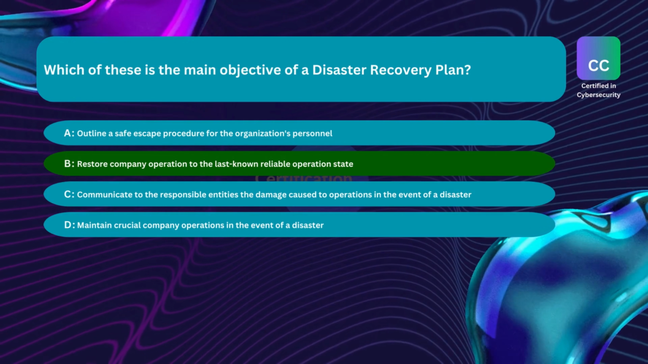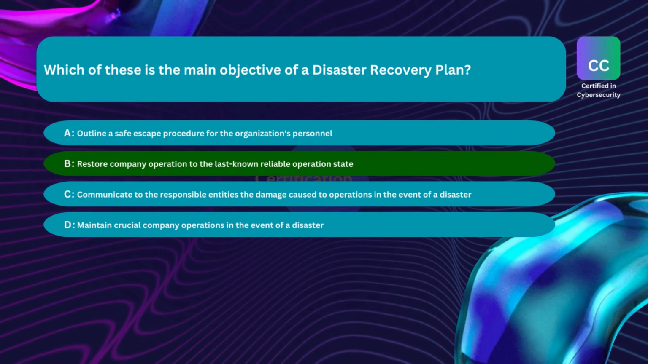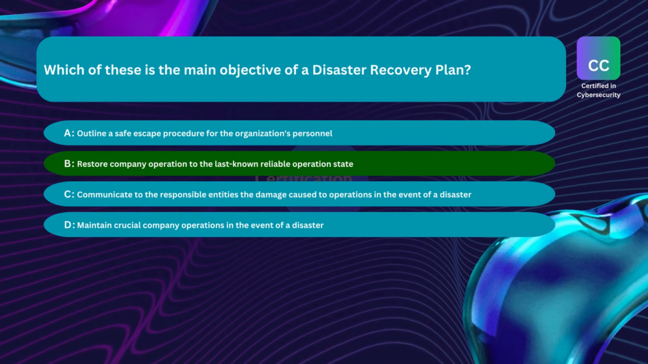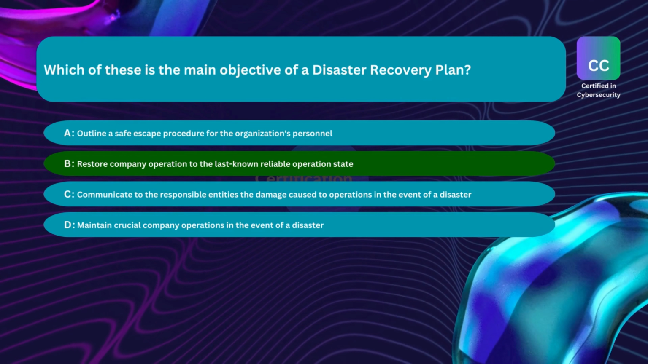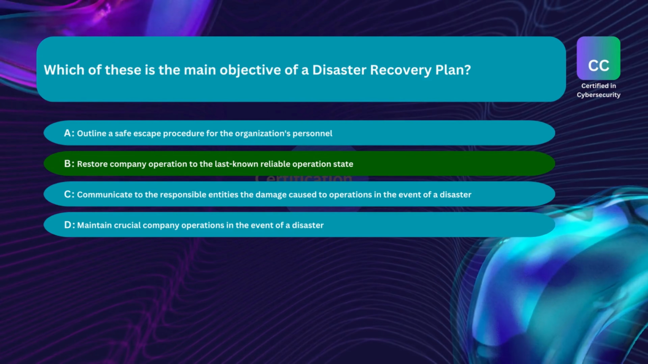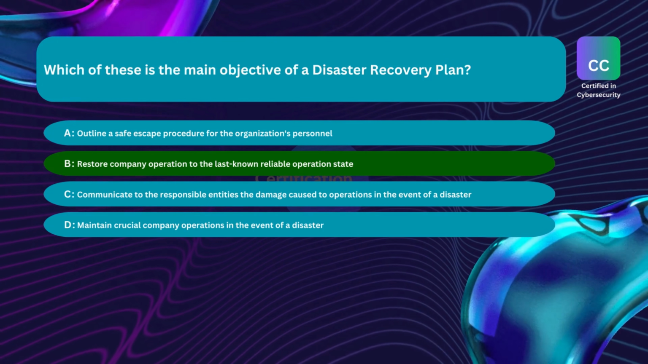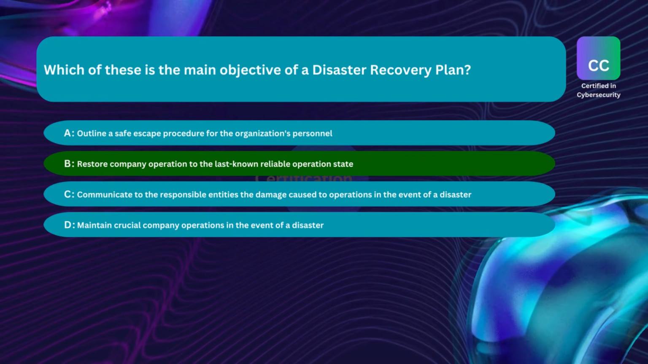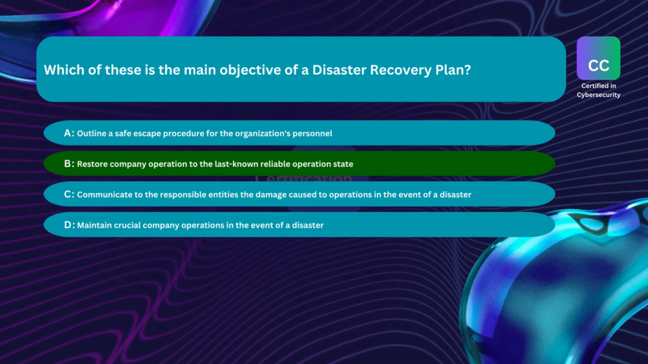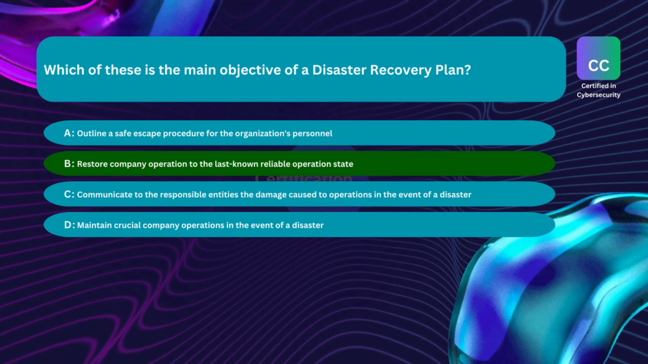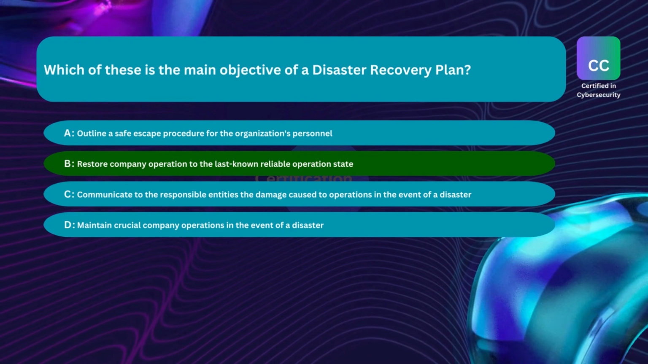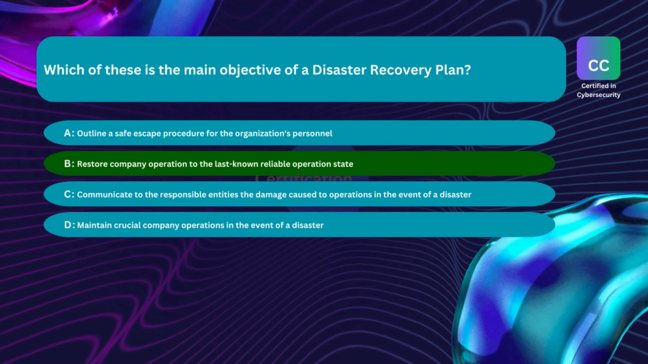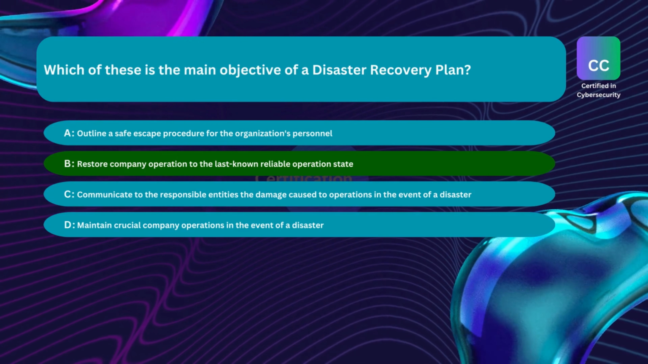A disaster recovery plan is a plan for processing and restoring operations in the event of a significant hardware or software failure, or of the destruction of the organization's facilities. The primary goal of a DRP is to restore the business to the last known reliable state of operations. Maintaining crucial operations is the goal of the business continuity plan. The remaining options may be included in a DRP, but are not its primary objective.